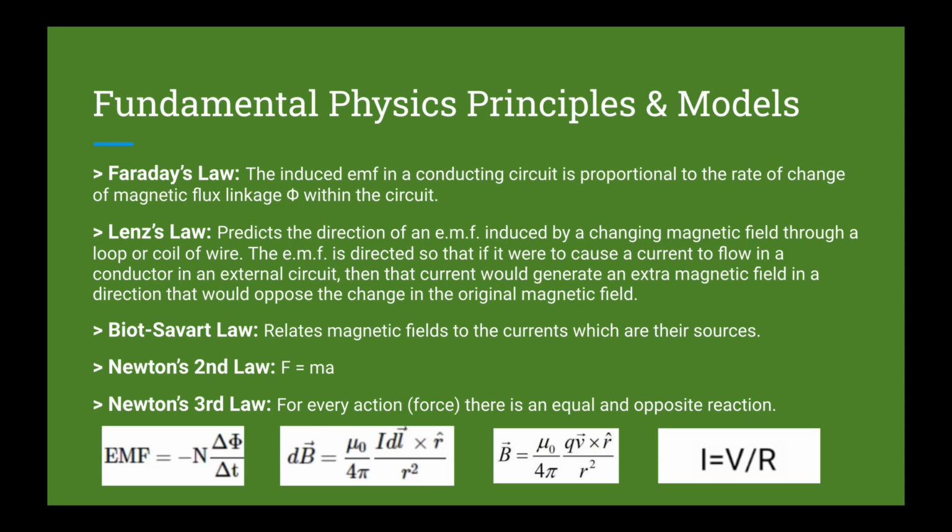Some equations used include that EMF equals negative N times delta phi over delta t, that the derivative of the magnetic field equals mu naught over 4 pi times I dl crossed with r hat divided by r squared, that the magnetic field equals mu naught over 4 pi times q v crossed with r hat divided by r squared. We also know that I equals V divided by R.